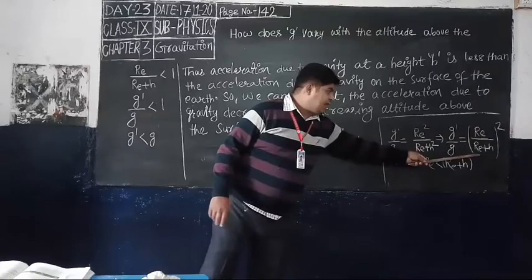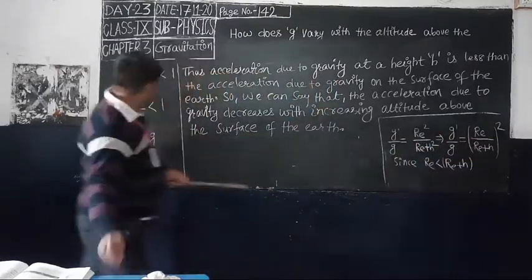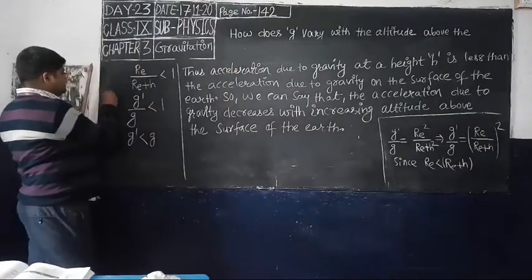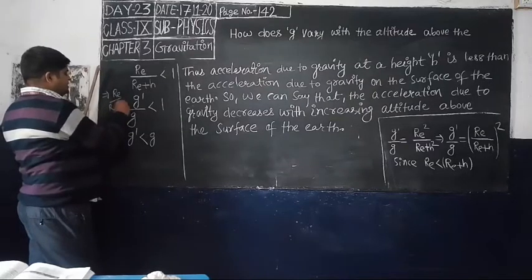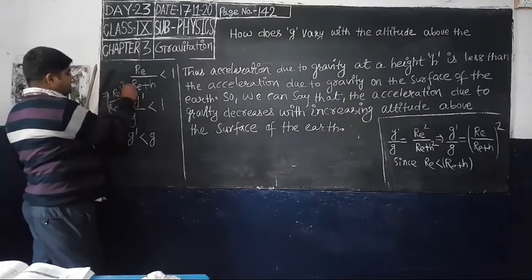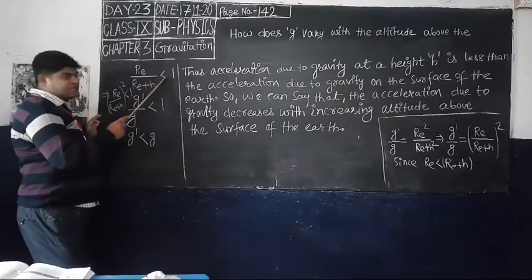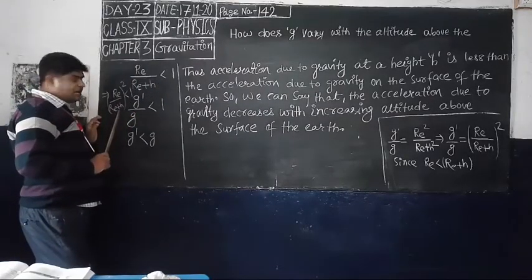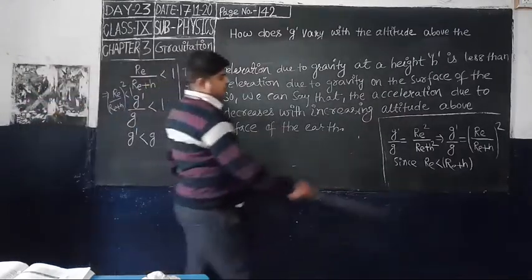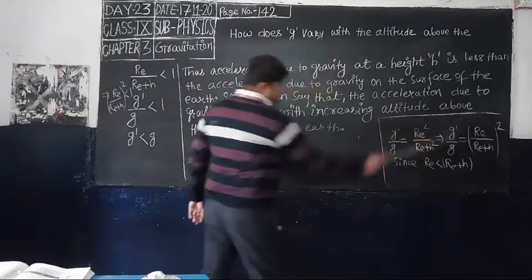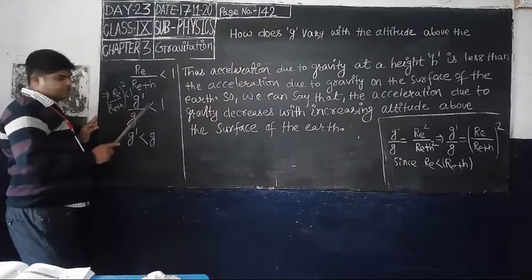Now put the value: R_e by (R_e plus h) whole square is equal to g dash by g. So we can say that again R_e by (R_e plus h) is less than 1, so R_e by (R_e plus h) whole square is also less than 1. Now put the value of R_e by (R_e plus h) whole square, which is equal to g dash by g. So we can say that g dash by g is less than 1.